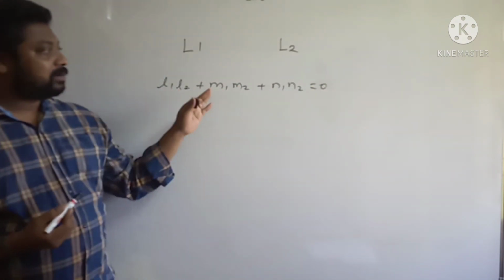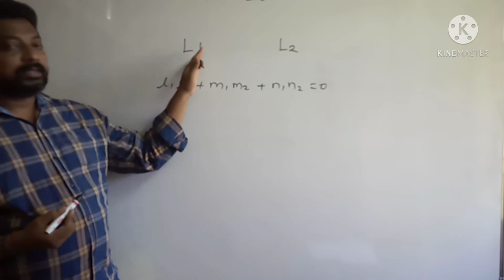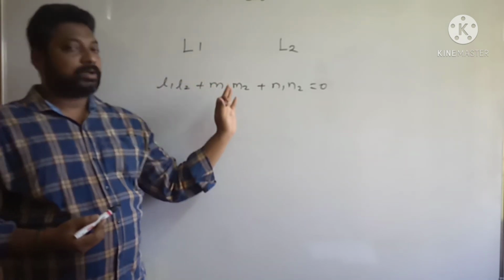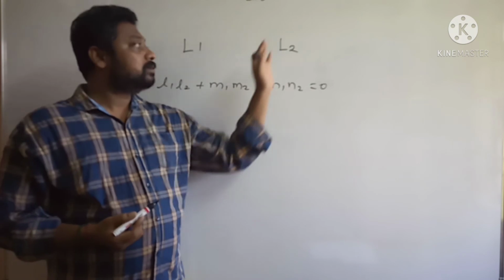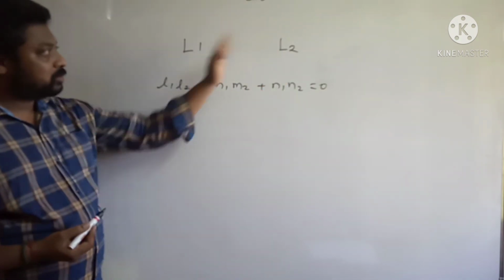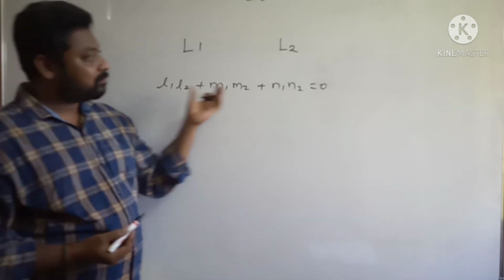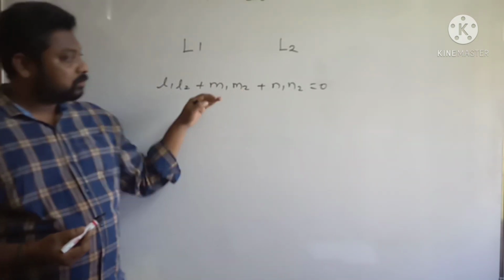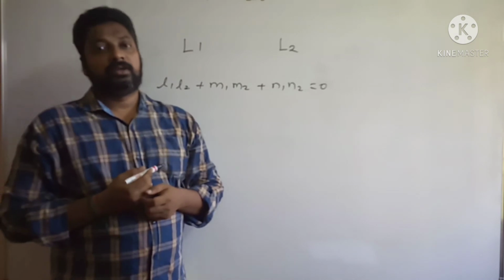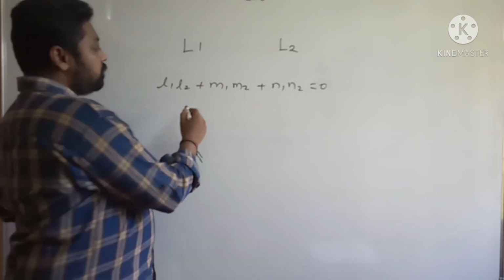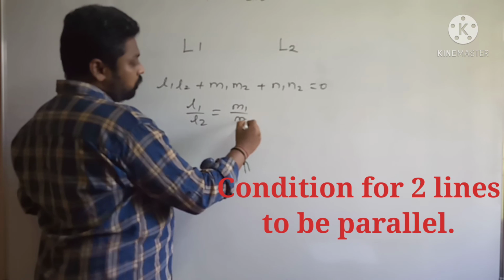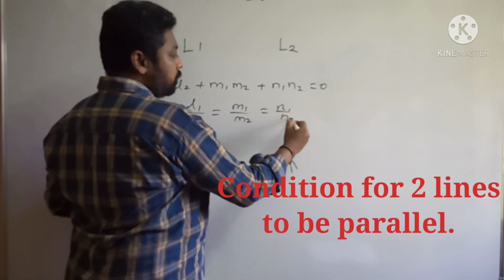So what are L, M, N? They are the direction cosines, that is A by square root of A square plus B square plus C square, then B by square root of A square plus B square plus C square, then C by square root of A square plus B square plus C square. Then for these two lines we have to multiply, and the sum of the products should be 0. If this condition is satisfied, then these two lines are perpendicular. For checking parallel, L1 by L2 equal to M1 by M2 equal to N1 by N2.